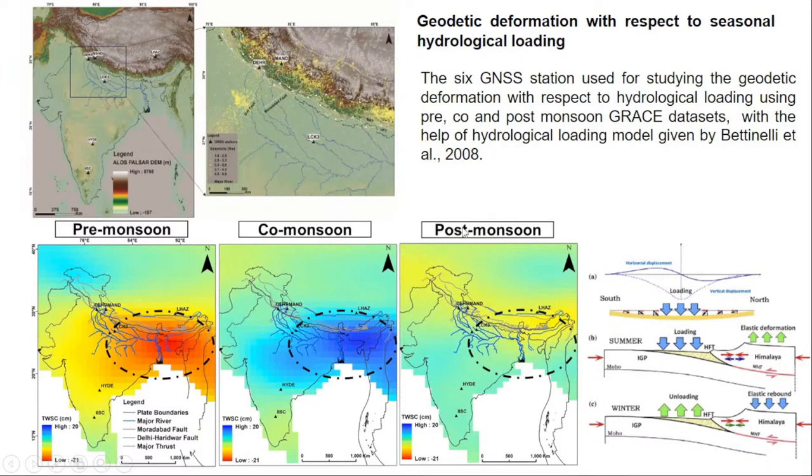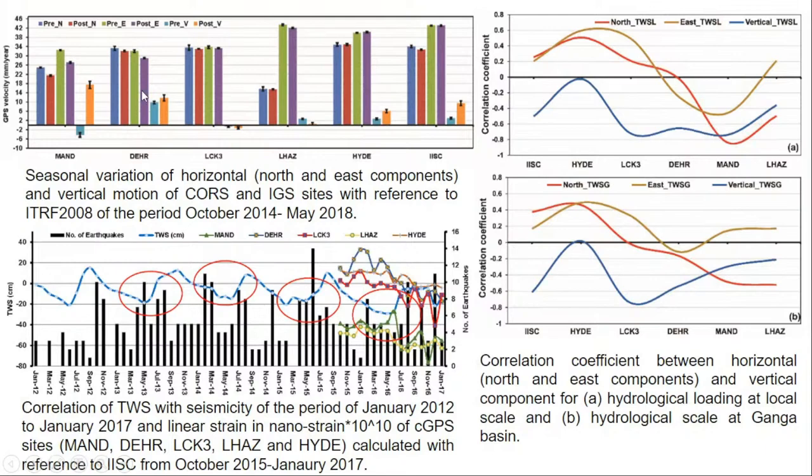So from here we can see that Mandal station has a higher velocity in pre-monsoon compared to post-monsoon, in the north component as well as the east component. So this horizontal component has more velocity during pre-monsoon than post-monsoon, and in the vertical you can see that in pre-monsoon it is going down, but in post-monsoon it is going up. So vertical upliftment is more in the post-monsoon than in the pre-monsoon. We can clearly observe this in the Mandal data.